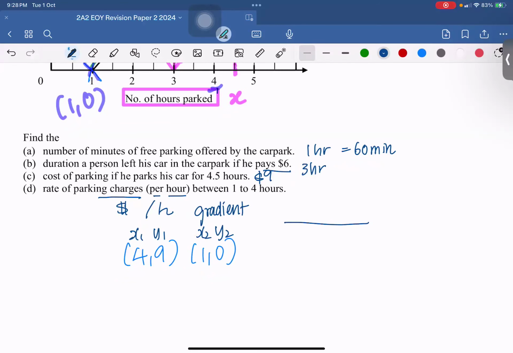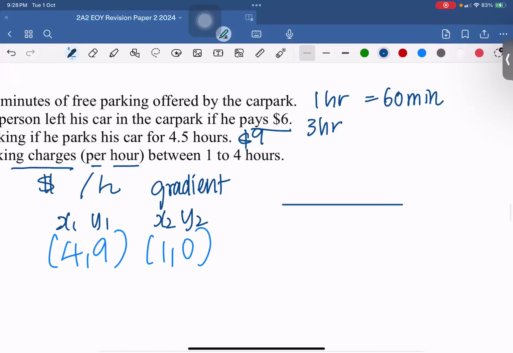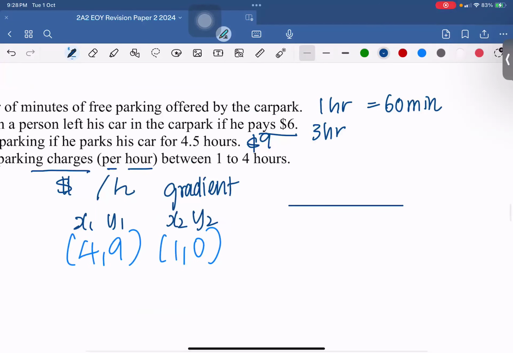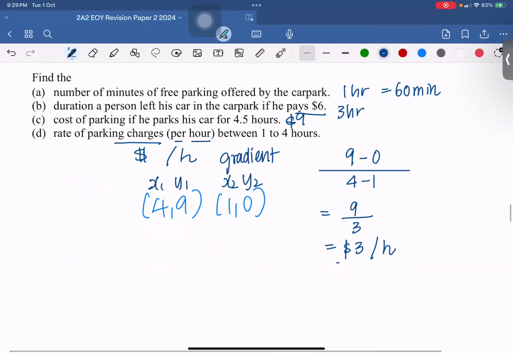Which one minus which one? 9 minus 0, then 4 minus 1. Then 3, yeah. So this means $3 per hour. So answer, parking rate charges $3 per hour.